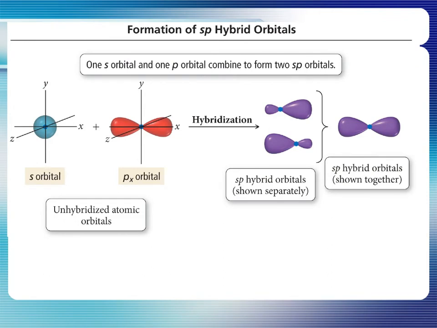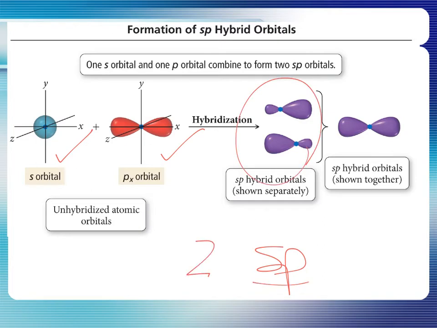So again, another visual to show formation of sp hybrids. Of course, that's 1s and 1p atomic orbital combined to give you 2 sp hybrid orbitals.